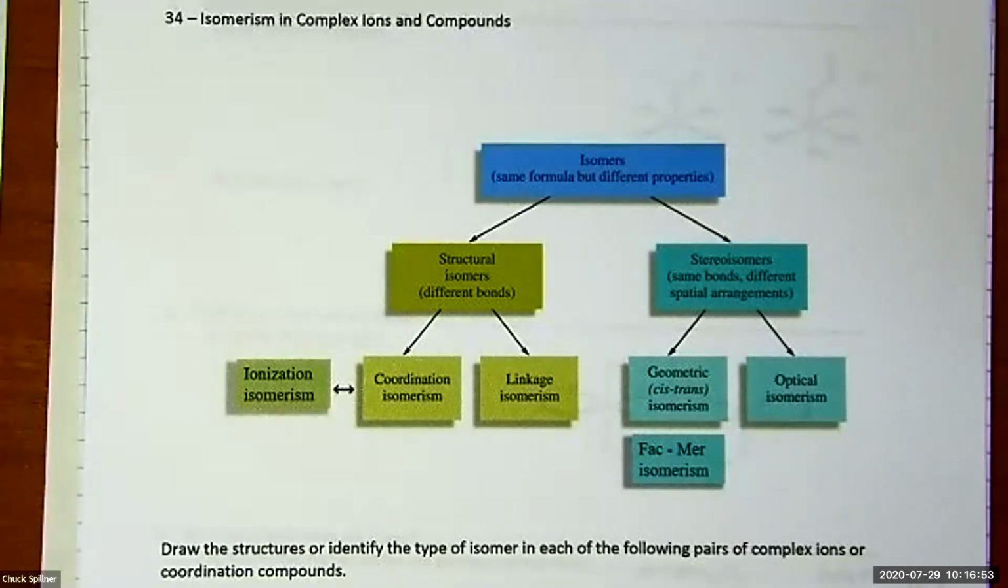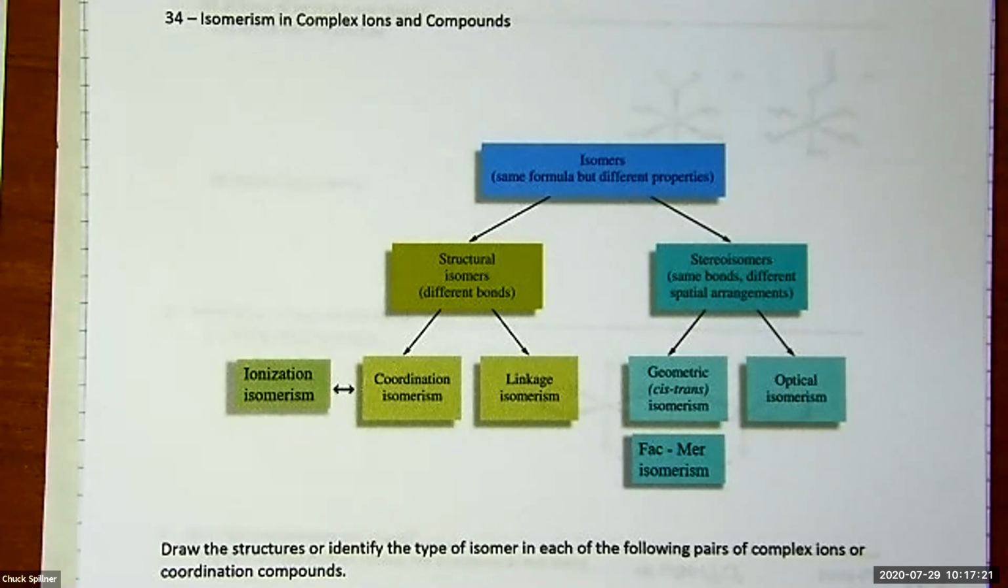Hi, class. This is our third lecture in chapter 19, but the second part of chapter 19.2. In this chapter, we're going to explore the structures of complex ions and also a topic called isomerism. And the worksheet we're going to do is shown here.